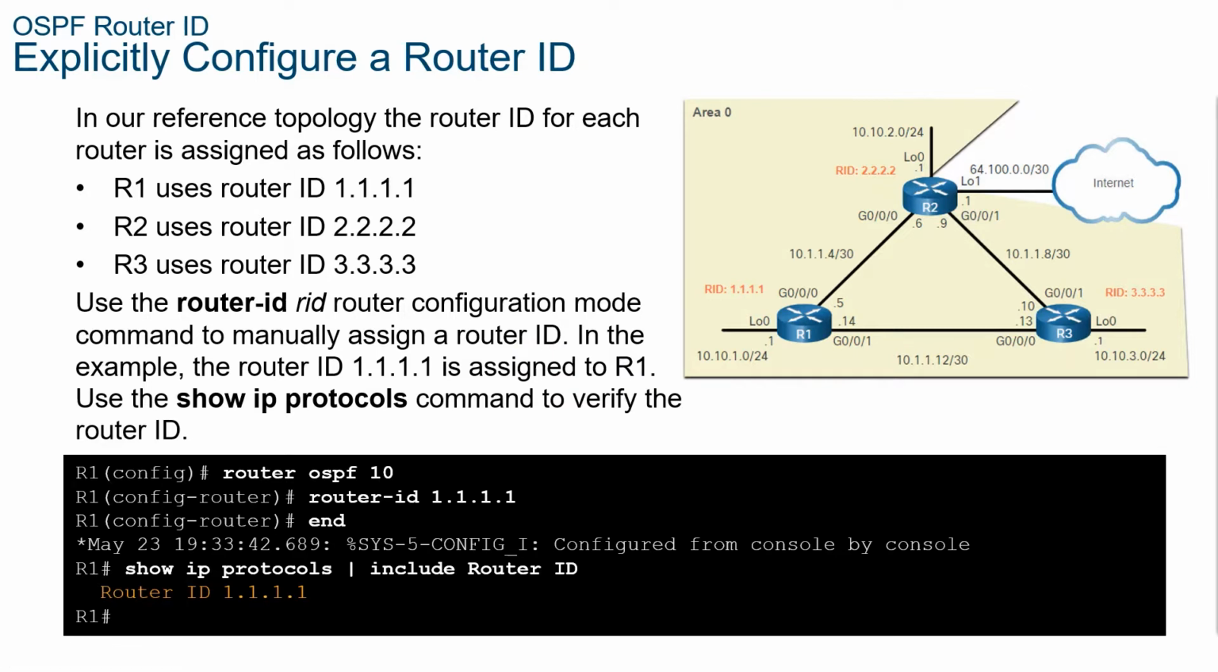Next, in the figure, the topology has been updated to show the router ID for each router. R1 uses 1.1.1.1, R2 uses 2.2.2.2, and R3 uses 3.3.3.3. Now we use the router-id RID router configuration mode command to manually assign a router ID. In this example, the router ID 1.1.1.1 is assigned to R1. We use the show ip protocols command to verify the router ID for each router. As you see here, the router ID is 1.1.1.1 for R1 after we explicitly defined it.